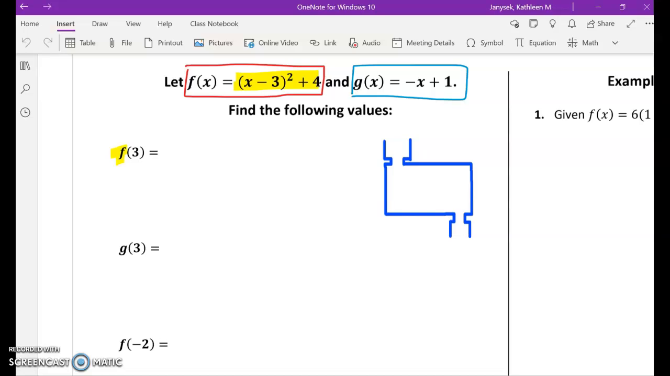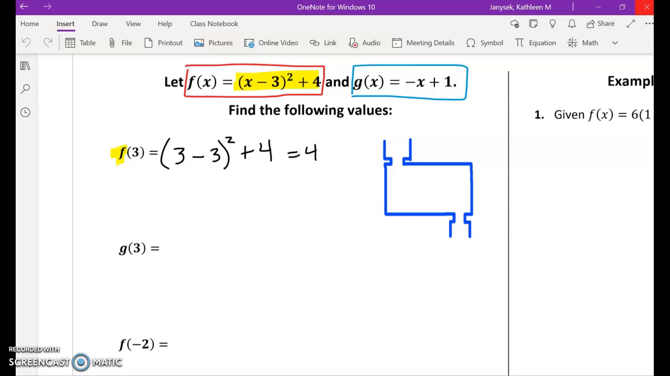But anywhere there is an x, see how I left a space where the x was? In place of that x, I'm going to plug in 3. So (3 - 3)² + 4. Well, 3 minus 3 is 0. 0 squared is 0. 0 plus 4 is 4.